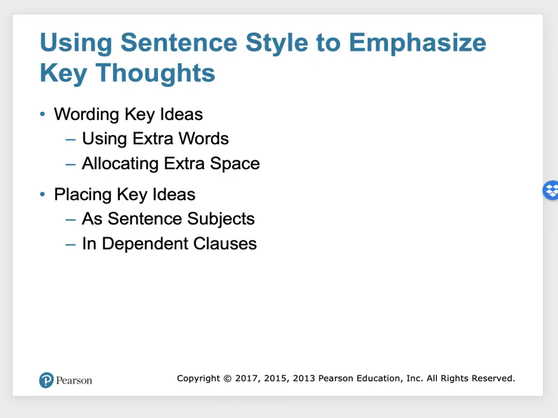So using sentence style to emphasize key thoughts. You can emphasize key ideas through sentence style by describing an important element with more detail, or by adding a separate short sentence to augment the thought. You can also make a thought the subject of a sentence, and you can place the key idea either at the beginning or at the end of the sentence. And again, I will point you to examples in your book on page 143 and 144 that will help you to better understand these concepts and help you to learn how to apply them in your writing.